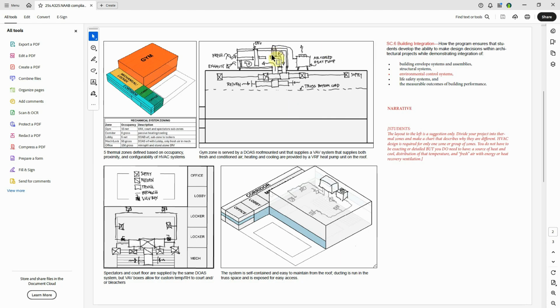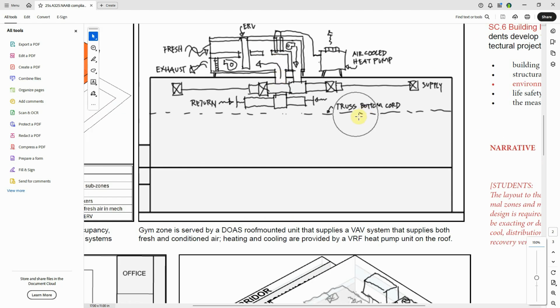One thing in this section up here that I did was just to show that this is the bottom quarter of my trusses. So I'm basically saying that these are going through the trusses and they're exposed.